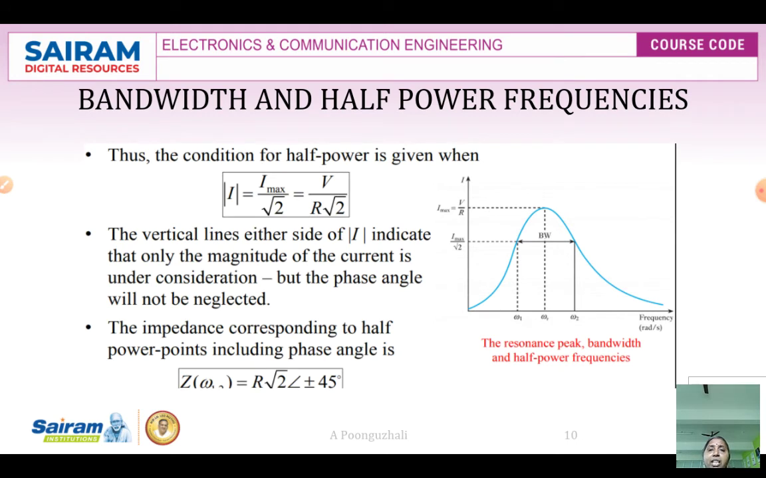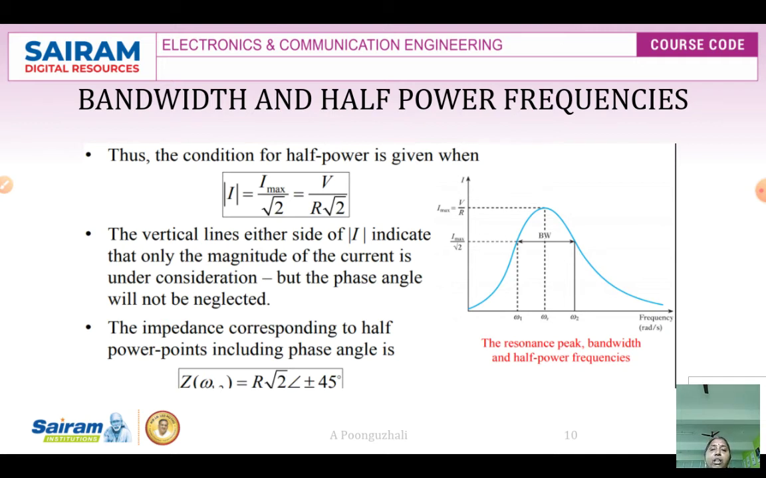Next is the bandwidth and half power frequencies. The condition for half power is given as I equal to I max by root 2, or we can have it as V by R into root 2. I max is nothing but V by R, so V by root 2 into R. So the impedance at half power frequencies is going to be root 2 R. The vertical lines on either side of I indicate that the magnitude of the current is under consideration.